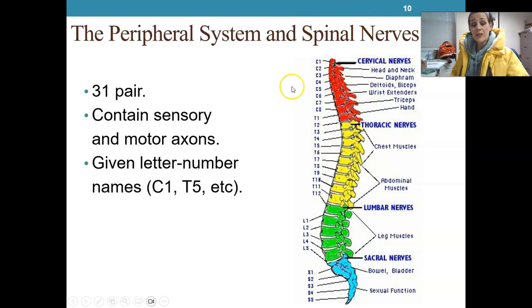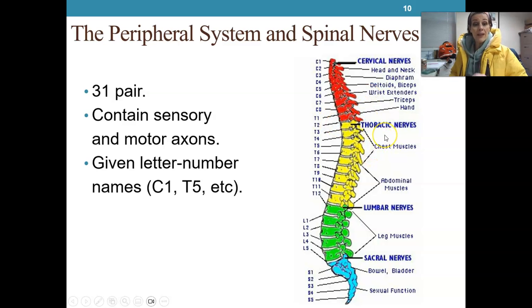So they typically are given letter number names. So we have 4 different letters that we can provide. So right around the neck is where the cervical nerves are. So we have C1 all the way to C8. These nerves are going to be responsible for things like the head and the neck, the diaphragm, which helps you breathe, the deltoids, the biceps, areas like the shoulders and such, the wrist extenders, the triceps, and the hand.